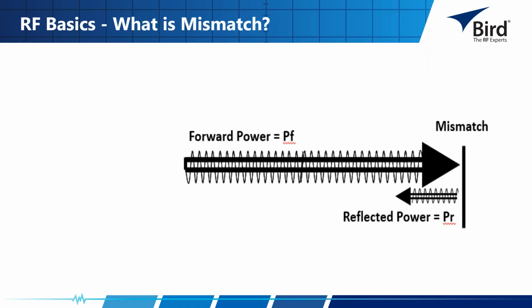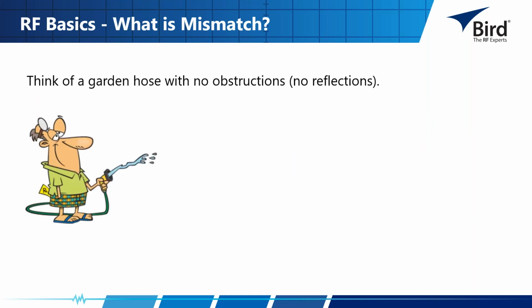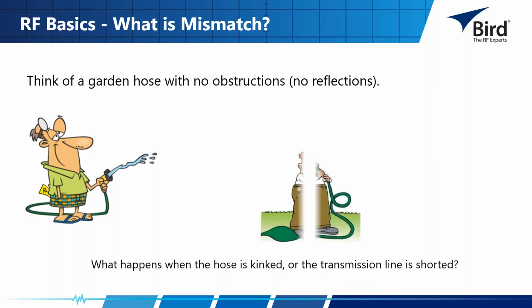So what is mismatch? You have forward power going down the line, you have some sort of mismatch, and then you have a certain percentage of reflected power. You can think of it as a garden hose with no obstructions. With no obstructions, the water is flowing freely out the end. What happens when the hose is kinked or the transmission line is shorted? You really don't get much water flow. And this is how you can think of mismatch in a transmission line.